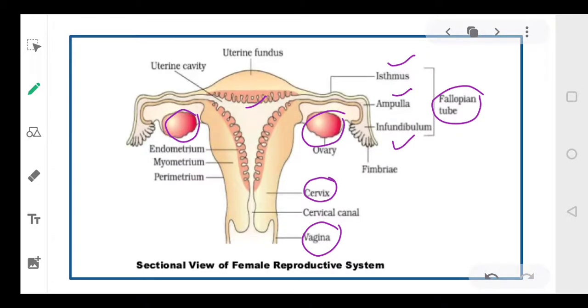Now you can easily locate all the components in the diagram. As I told you, there is a pair of ovaries, then the oviduct, that is your fallopian tube, also one pair of it. Then your uterus. The uterus is single, the cervix is also single, and the vagina is also single. The cervical canal and the vagina together make up the birth canal. Clear?